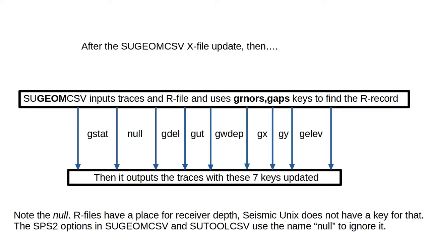Using the receiver line and point numbers that were put in the trace headers from the X record, SU-geom-CSV finds the R record. It then updates the values from that R record into the appropriate trace header keys. Note the null name. SPS2 R records contain a place for receiver depth, but Seismic Unix does not have a key for that value. The SPS2 options of SU-geom-CSV know that there is no key and use null so the value is not copied to the trace header. There are other values that exist on the SPS2 records which are not copied either.